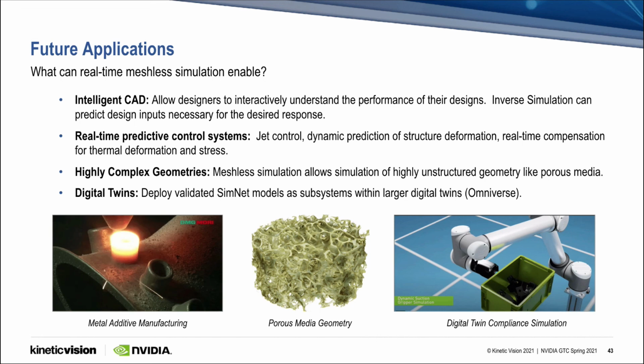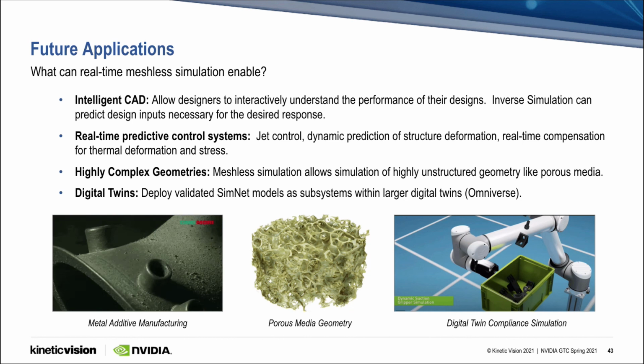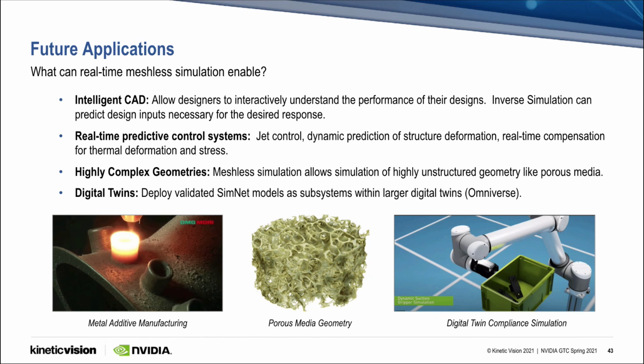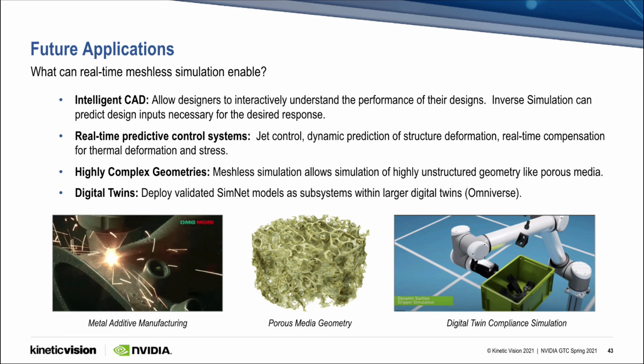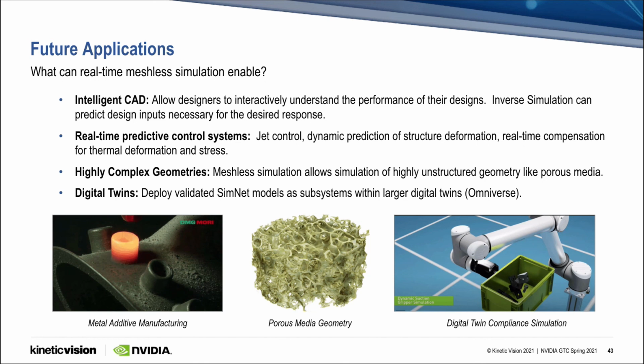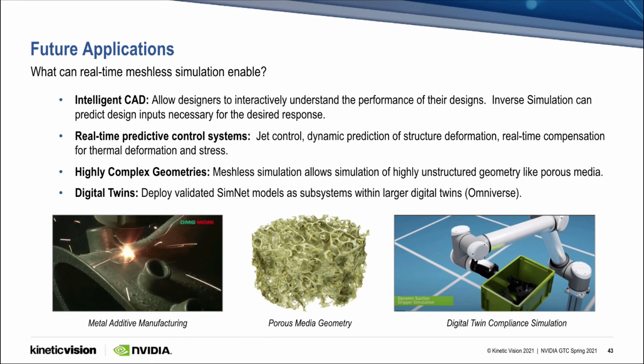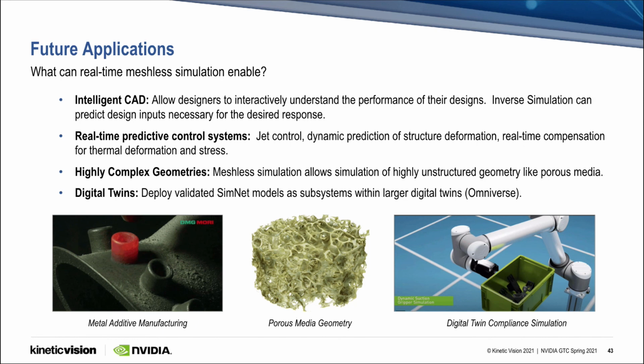Dynamic prediction of structural deformations, and real-time compensation for thermal deformations and stresses. This is a really hot topic in the metal additive manufacturing space right now. Then highly complex geometries. Meshless simulation is especially great for things like porous media, and really unstructured geometries that have a lot of complexity, nooks and crannies. Using a meshless technique where you're really just mapping a point cloud in there can enable a lot of great things in geometries that are traditionally very difficult to simulate.